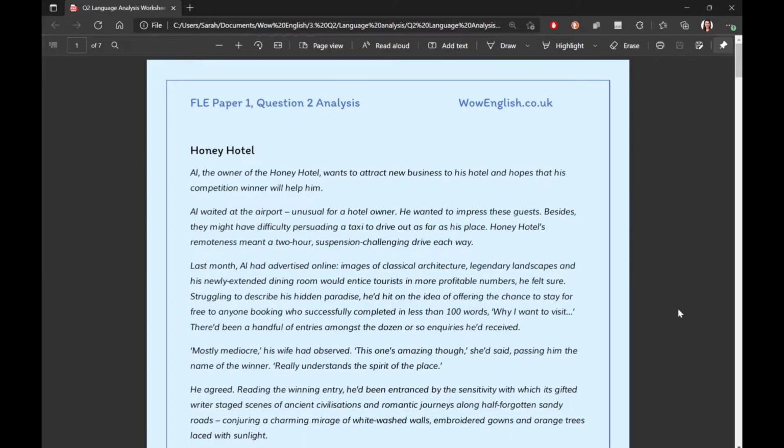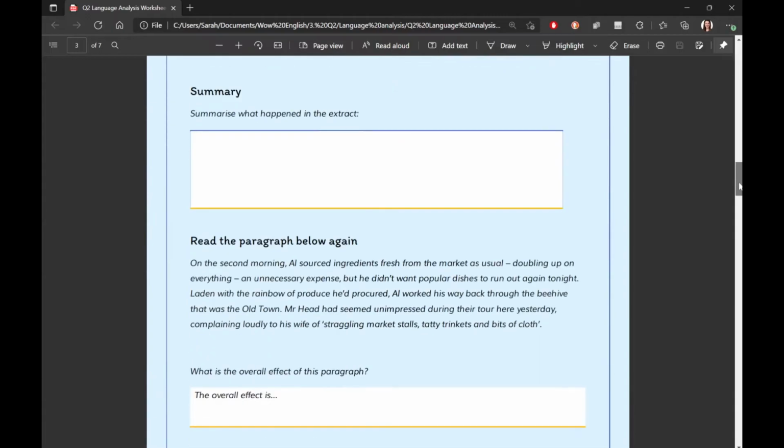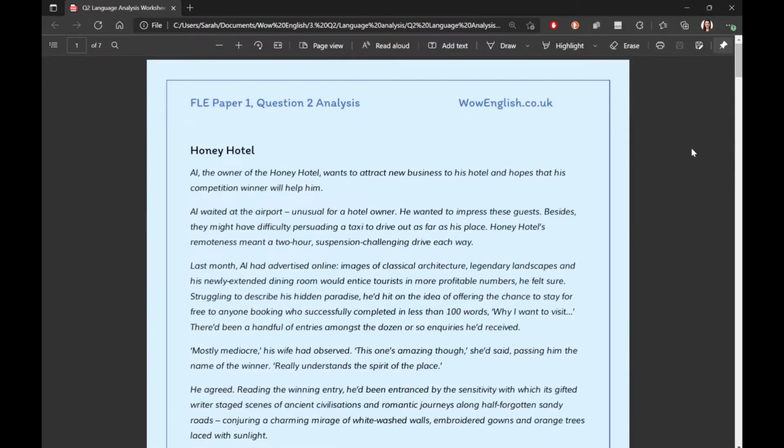Okay, so here we are on the worksheet. And after we've read it out loud, I am going to ask you guys to write a little summary just down here of what happens in the extract. So bear that in mind as we read through, be thinking about how would you summarise this story.